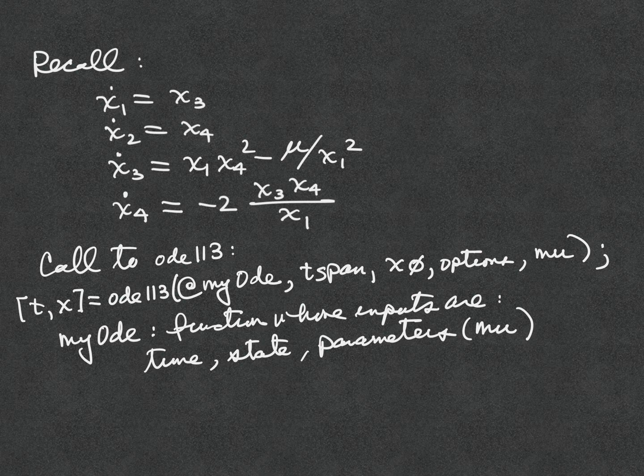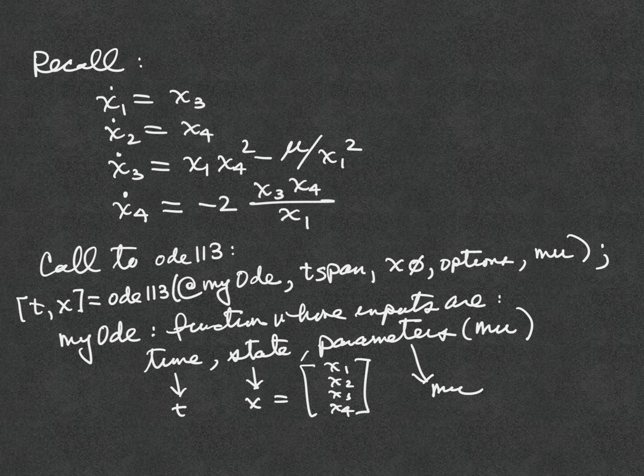Now, the time is the current time, so I'm just going to call this thing t. The state is x, but x is equal to all 4 of these things: x1, x2, x3, x4. It's everything. And then the parameters, as I said, this is mu. I already wrote it down. So now let's write this function. One thing I forgot was the output. So the output of this function is x dot, which corresponds in MATLAB lingo to x dot.